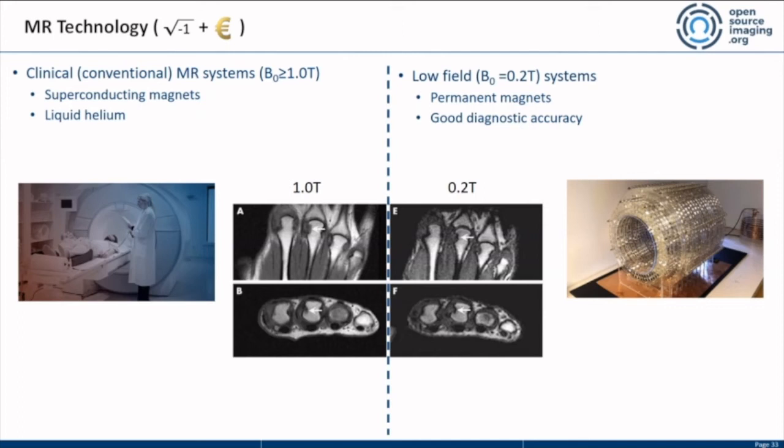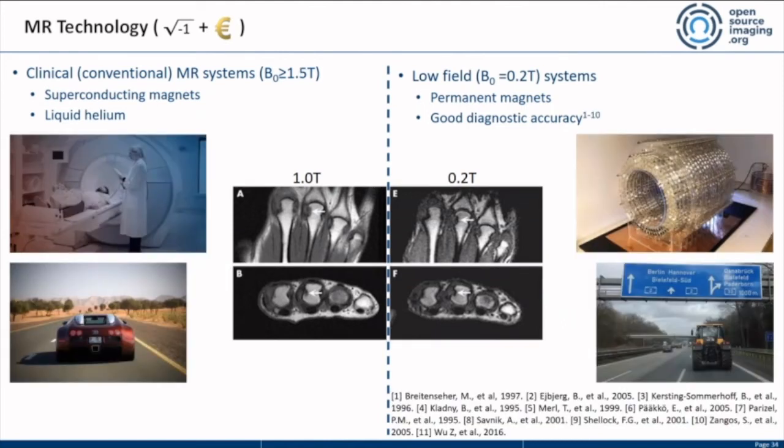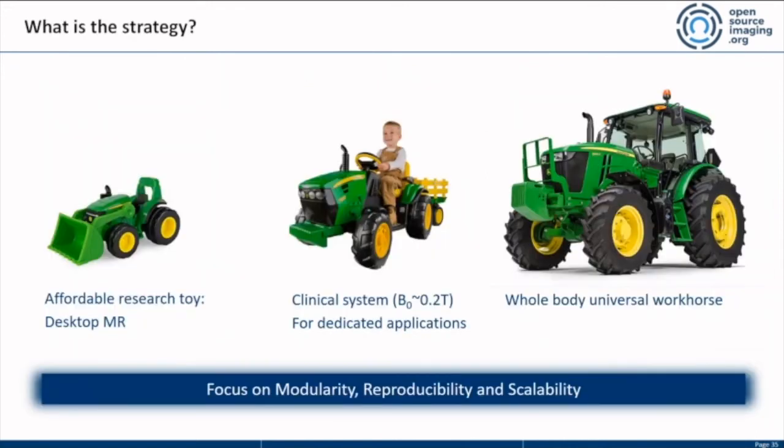On another spectrum, you could have low-cost, low-field MRIs with a magnetic field of 0.2 Tesla. Of course, they don't offer as much resolution and they're not that fast, but you can also have a good diagnostic accuracy. And sometimes you don't need to reach your destination as fast as possible. You can take a bit more time and just make sure that you arrive. So it's with this low-field MRI that I want to spend some time.